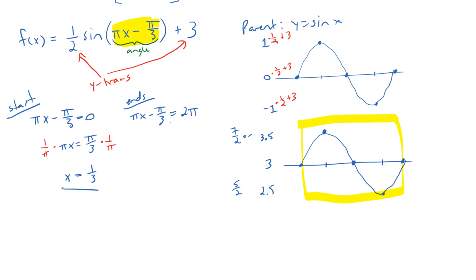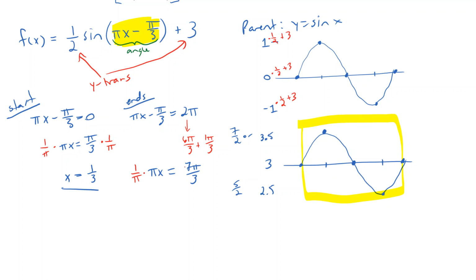Similarly, let's solve where it ends. If I add pi over 3 to 2 pi, well, 2 pi is the same thing as 6 pi over 3. And if I add 1 pi over 3, then I get 7 pi over 3 on the right side when I add my pi over 3. So I've got pi x equals 7 pi over 3.